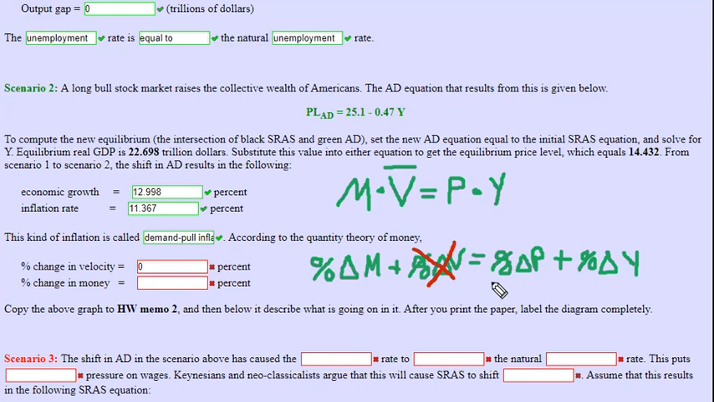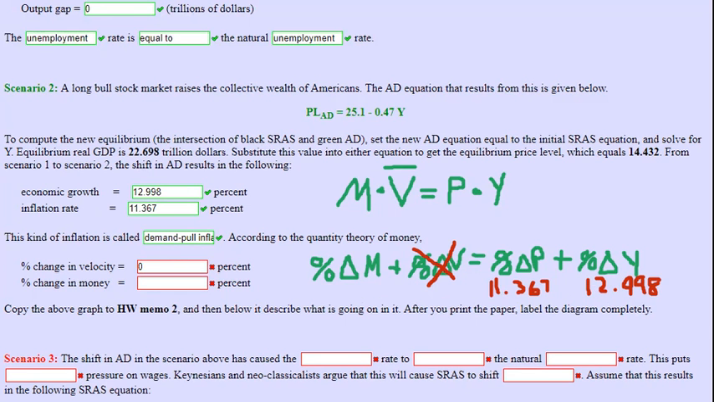Inflation is 11.367, and we said economic growth is 12.998. Therefore, in classical economics, with velocity equal to zero, no change, so the percent change is zero, the percent change in money is the sum of the inflation rate plus the real GDP growth rate.